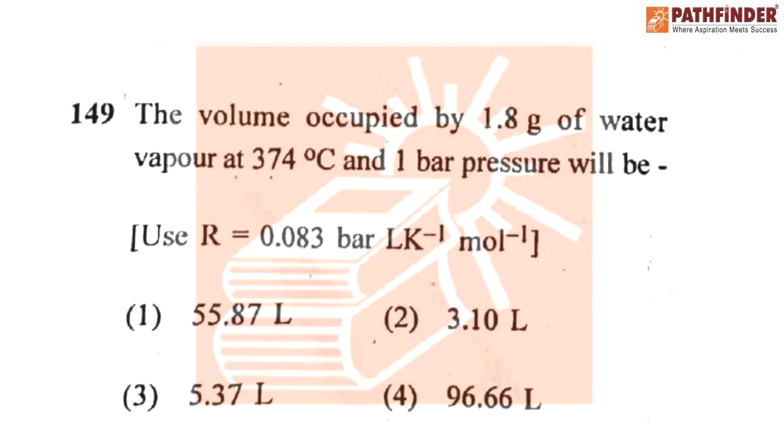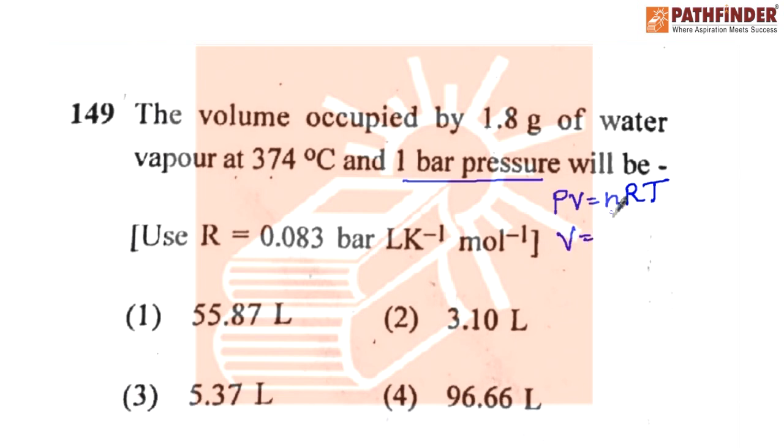Let's move on to the next question, students. A very easy question again from physical chemistry. The volume occupied by 1.8 gram of water vapor at 374 degrees Celsius. The very famous formula which we are studying from class 10 onwards is PV equal to nRT. The pressure given is 1 bar, and 1 bar is equal to 1 atm. So we have to find out the volume.